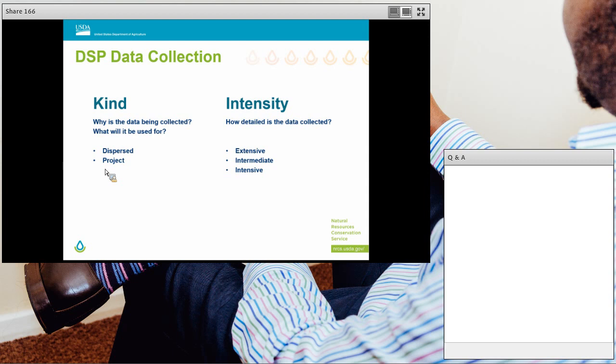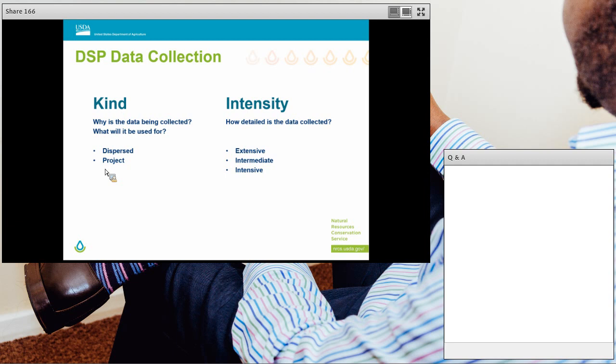It's not really targeted. Projects are really a specific target, a kind of data collection, in this case a DSP project, where you're really trying to go out and assess something on the landscape, usually for a target soil or target system or target land use, and it's much more guided and specific.